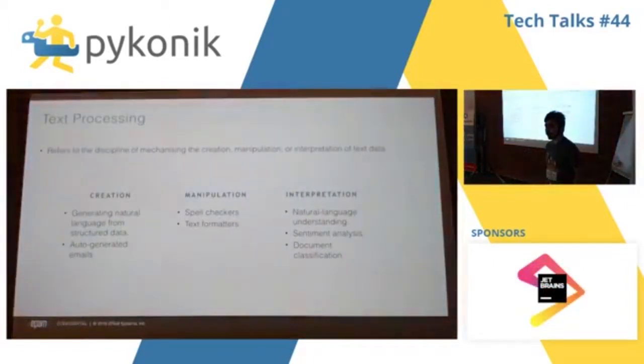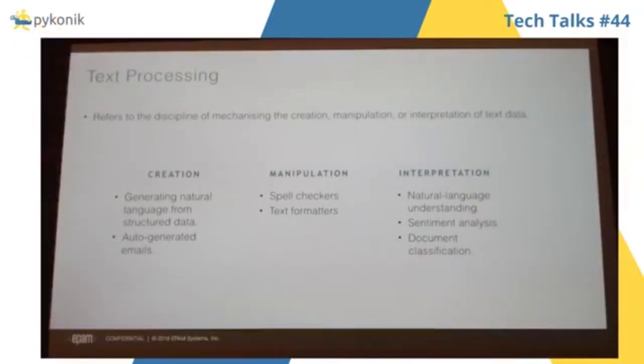First of all, I will start to define the words or noun phrases for my presentation. The first thing is I will try to define what is text processing. We can try to generalize it in three levels. The first thing is creation. Creation means you have a computer, you have a data structure, and you want to create a natural language from that structured data.